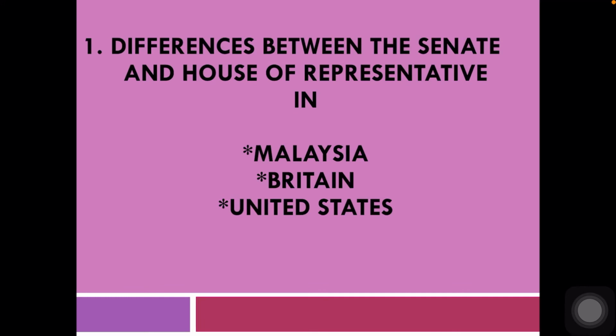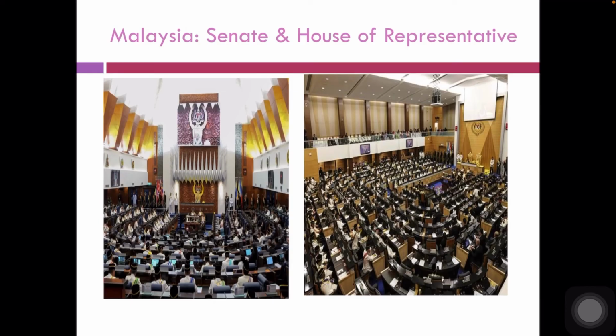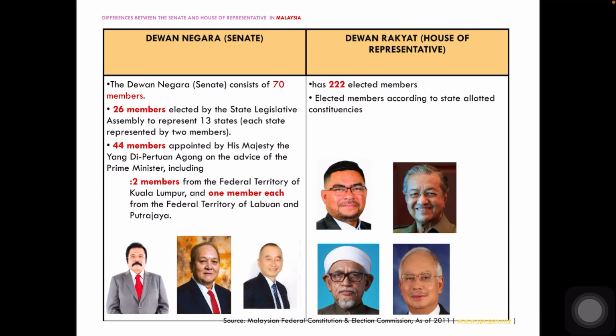Moving on, for the next subtopic, kita akan tengok differences between the Senate and also House of Representative untuk 3 negara ini. First of all, kita akan tengok Malaysia, then kita akan tengok Great Britain, and last but not least, kita akan tengok United States of America. So, this is our Dewan Negara dan juga Dewan Rakyat. So, kita akan tengok Dewan Negara lah dekat kolom sebelah kiri tu.